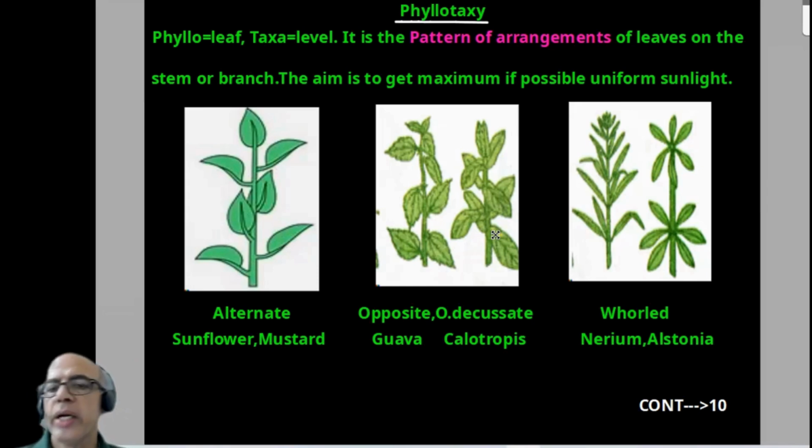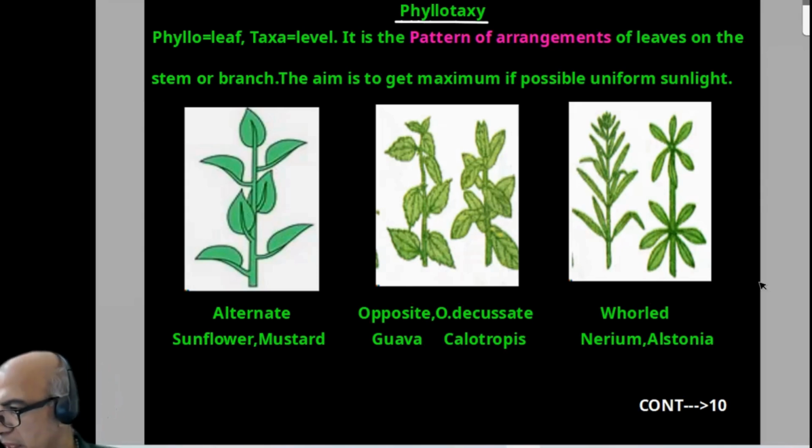Now, next is whorled. Whorled means from a node, many leaves will be there. Whorled, Nerium, and Alstonia. That is regarding phyllotaxy. I think the idea is clear. Alternate, opposite, decussate, whorled. Example wise, match the following, diagram based question. Now we can proceed to the next area.